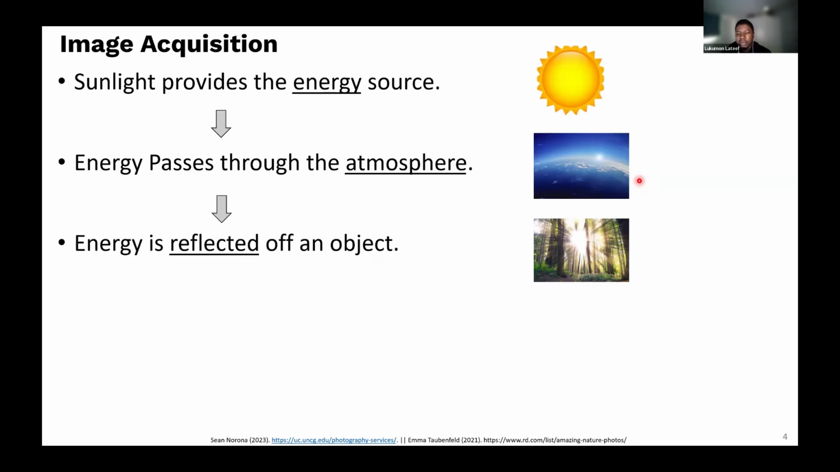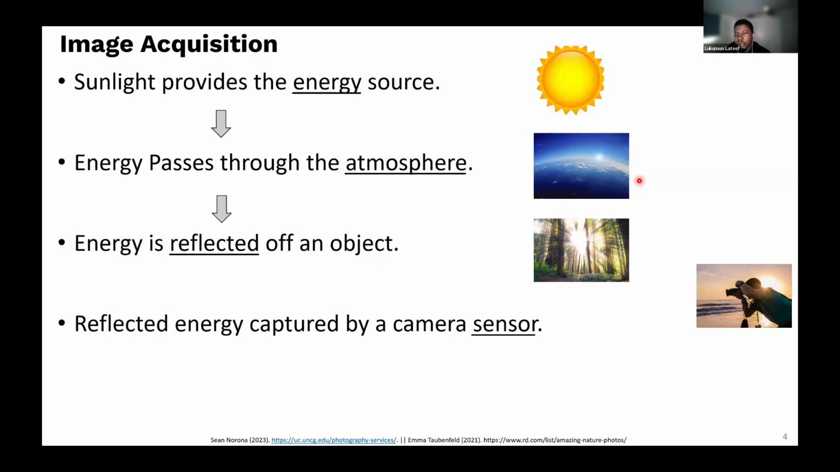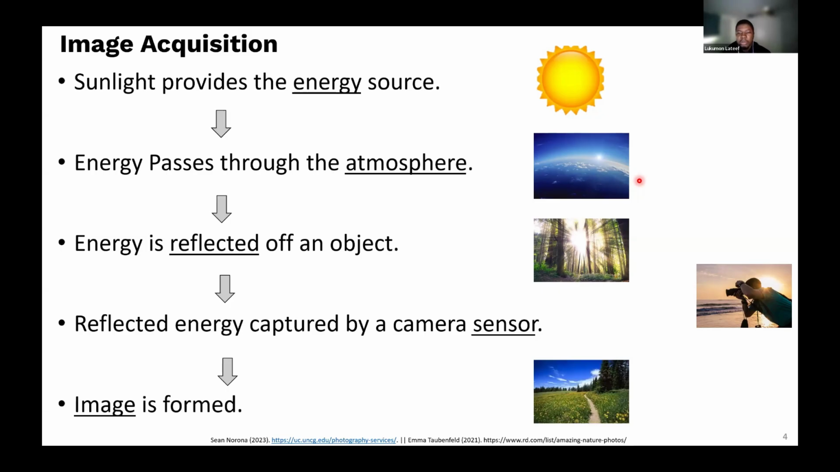So in this process, we have a sensor, which could be our smartphone camera. It could be a photographic camera, and it could be a satellite sensor. And of course, it could be our own eyes. So we capture the reflected energy from the feature or from the object, and this is converted to an image. So basically, these are the 5 major components that form the way an image is acquired.